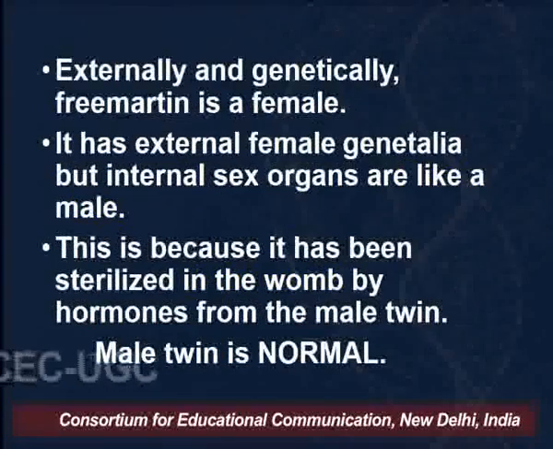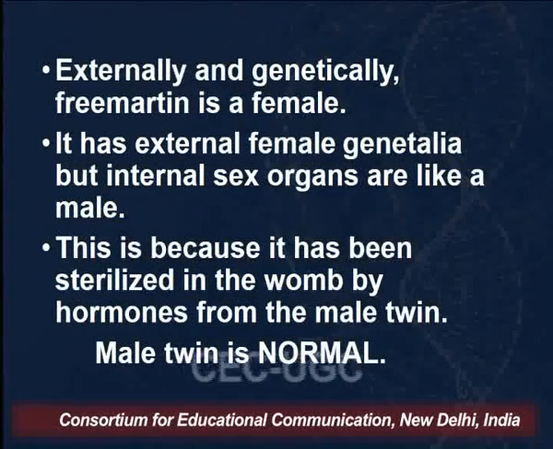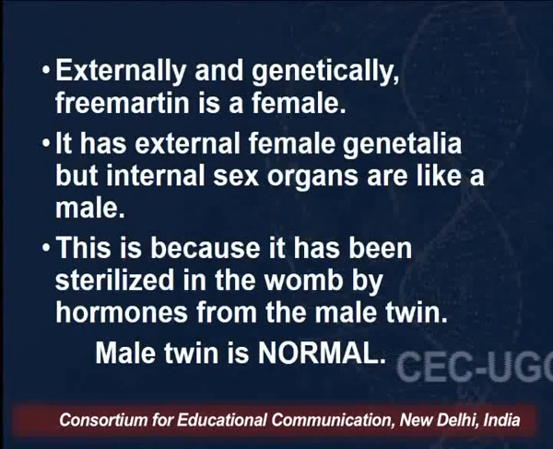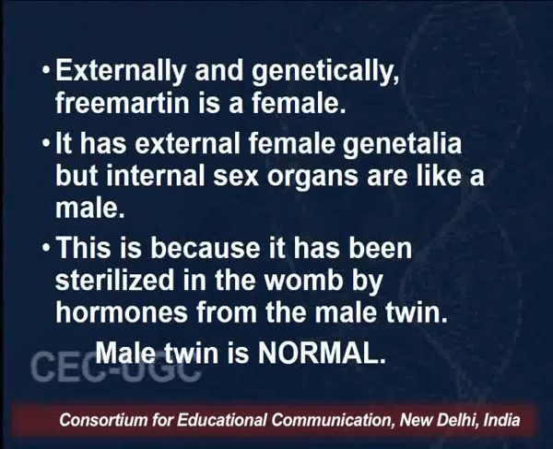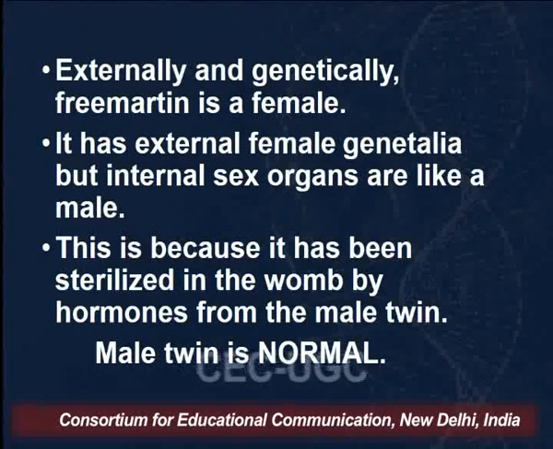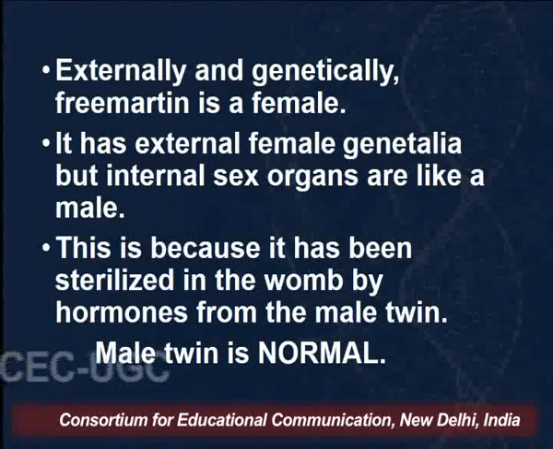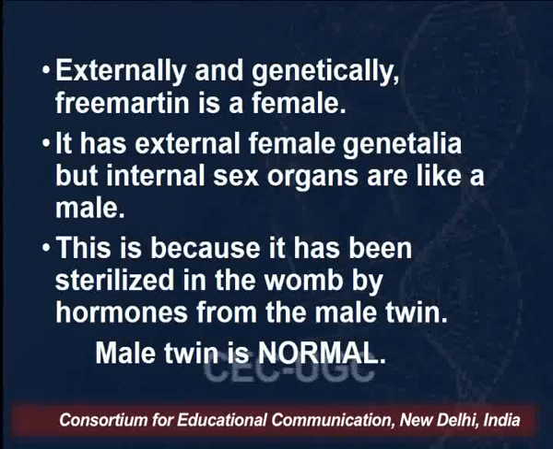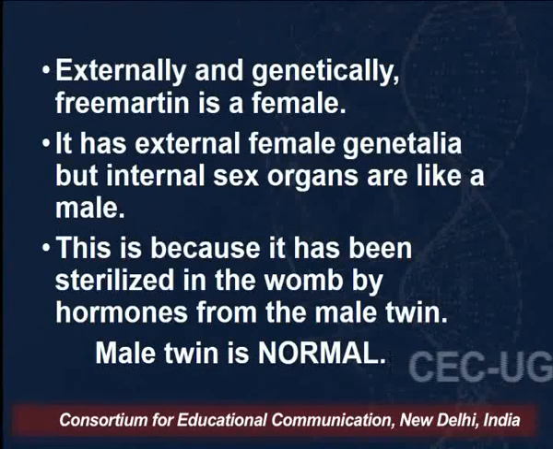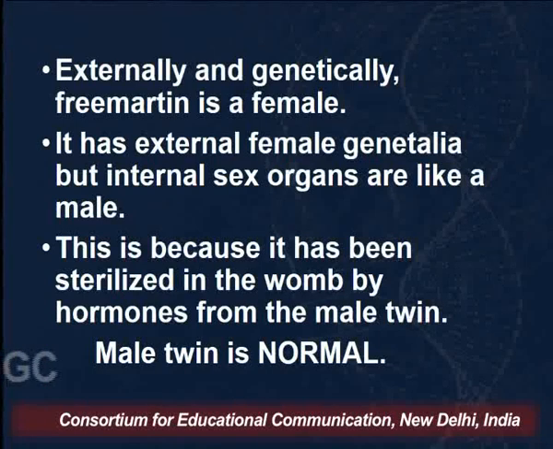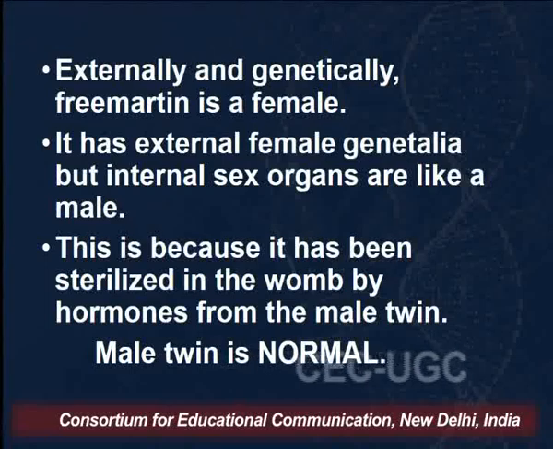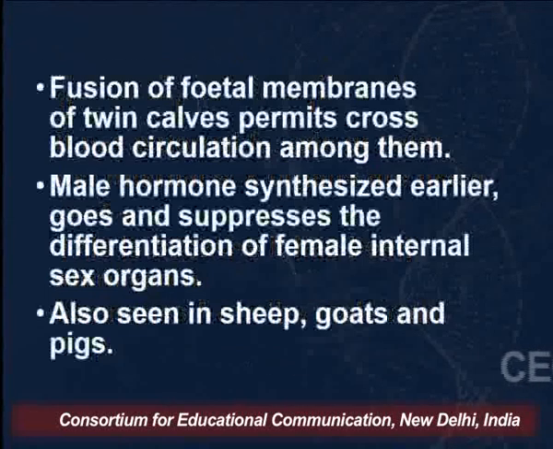So these intersexes or freemartins, externally and genetically, are females, that is XX. But then the external female genitalia are present, but there are no internal female sex organs. That means the uterus is not there, the ovaries are not there, and the internal sex organs are like a male. What has really happened is that they have been sterilized in the womb itself, because the hormones for this function came from their male twin, and the male twin is normal.